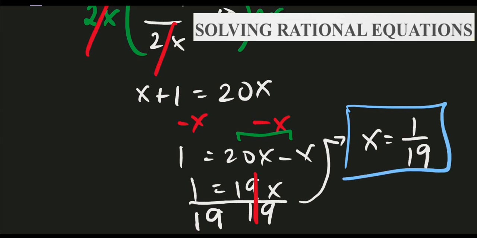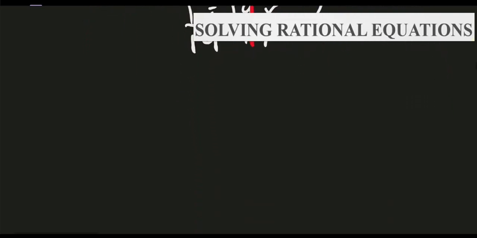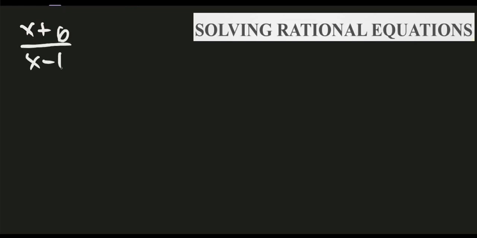Okay? So next, let's proceed to our example number 4. And again, I encourage you to try to answer this given problem on your own, and we will double check your answer. Okay? So for problem number 4, let's say we have x plus 6, sorry, x plus 6, all over x minus 1. Let's say that is equal to 7 all over x minus 1.